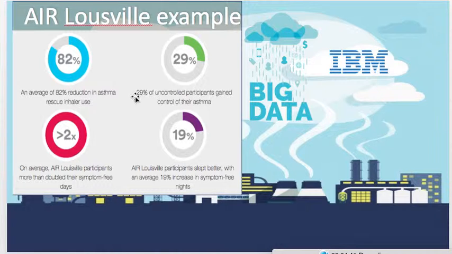So this is the power of data. With the help of data, we are identifying how we can reduce the health impacts, even though we cannot completely eradicate them. 29% of the uncontrolled participants gained control over their asthma.